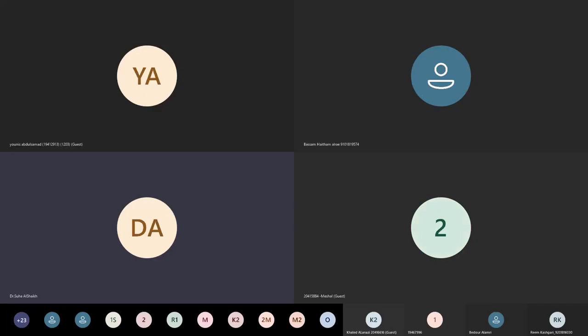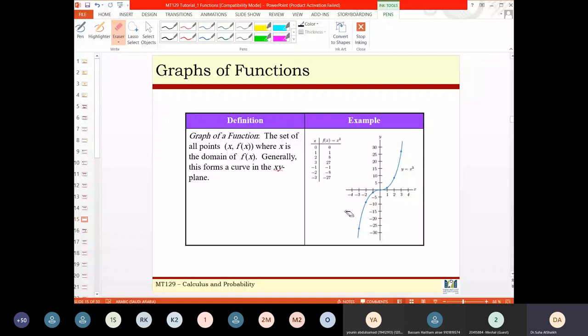So today we are continuing what we did the last time. We stopped at this slide 15. In this slide, we're going to talk about the graphs of the function. Last time we defined functions. This time we are going to talk about how to graph the function.